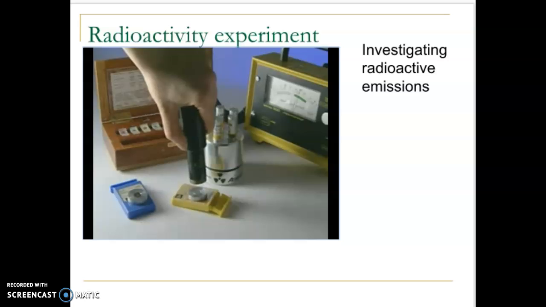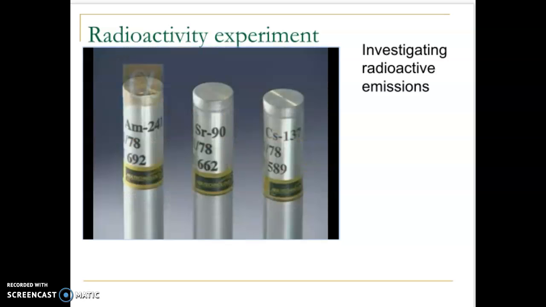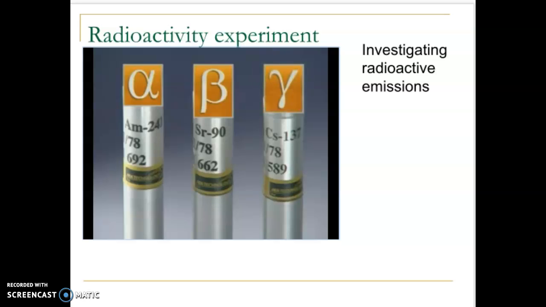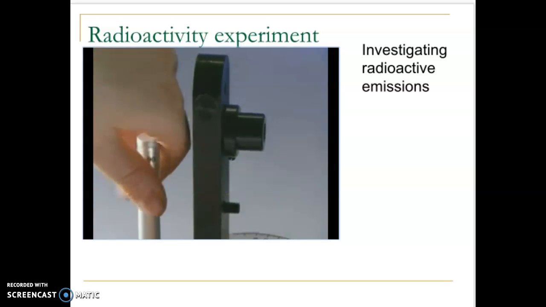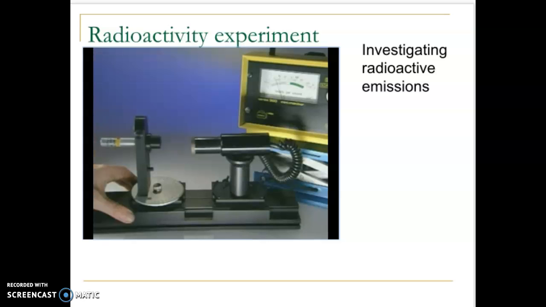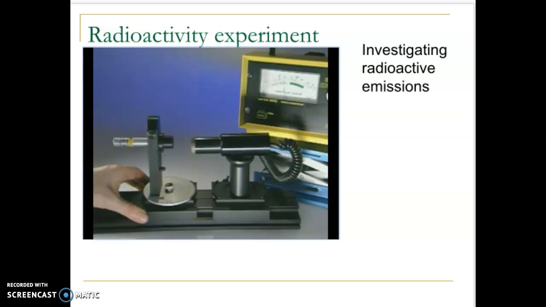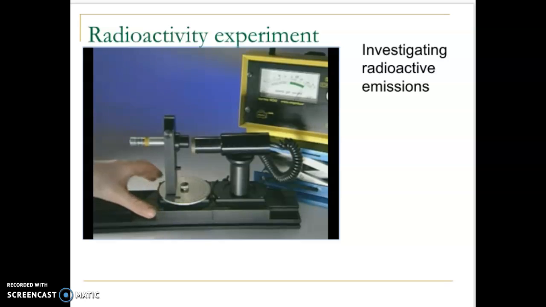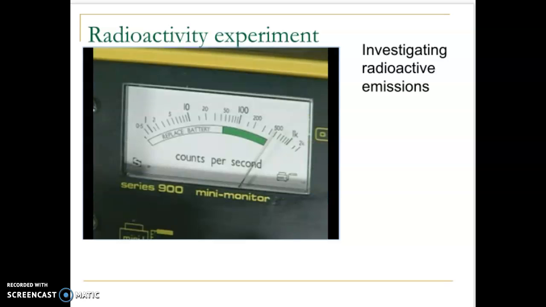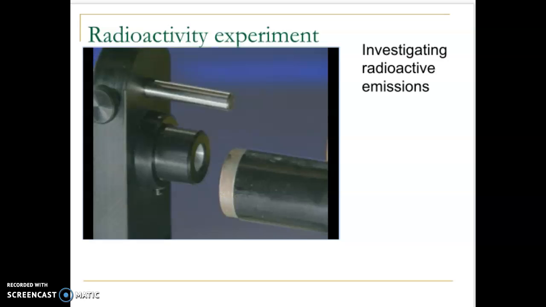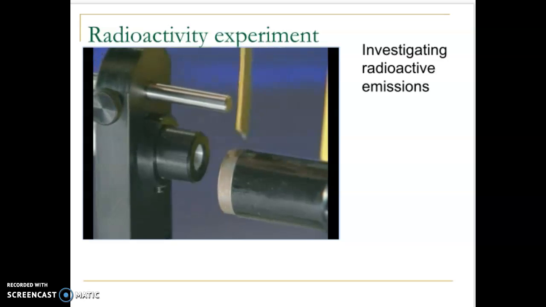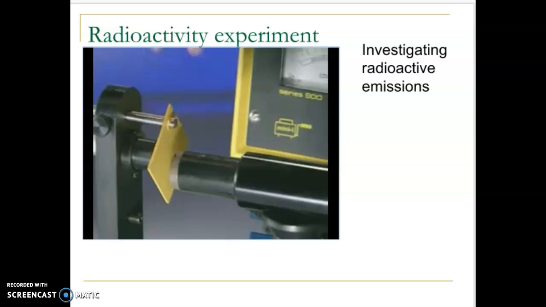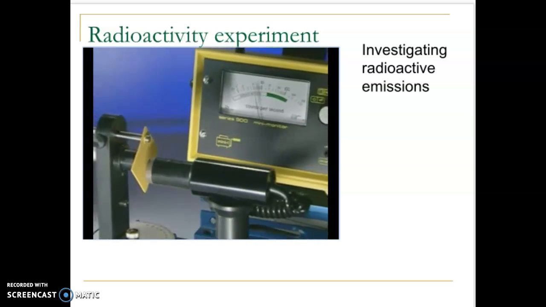There are 3 different types of nuclear radiation: alpha, beta, and gamma. Each has a different penetrating power. So how does alpha radiation behave? This is an alpha source. At this distance, the count rate is about 500 per second. Place a thick sheet of paper in its path and all the alpha radiation is absorbed.